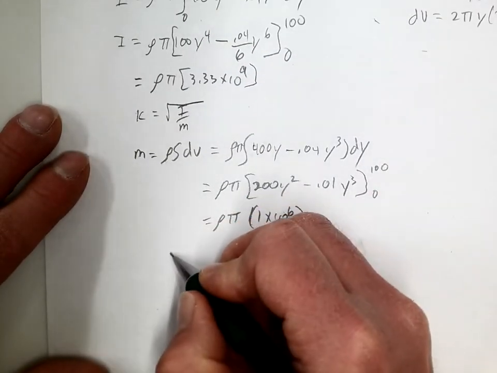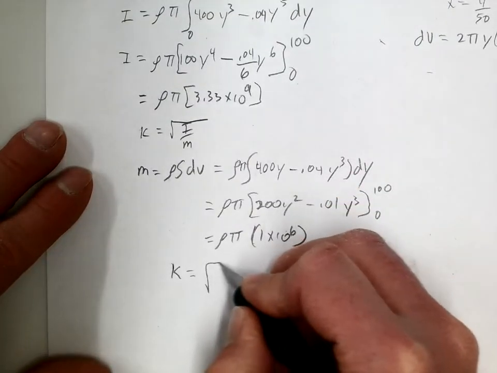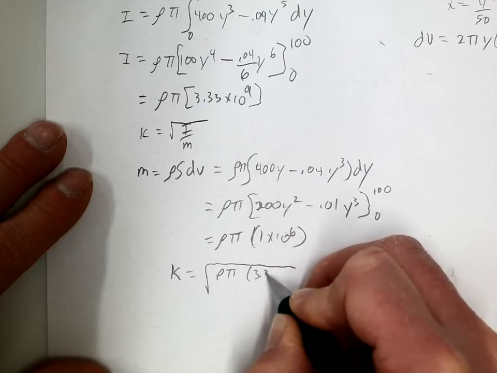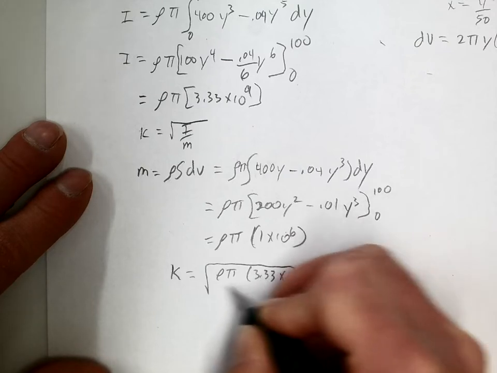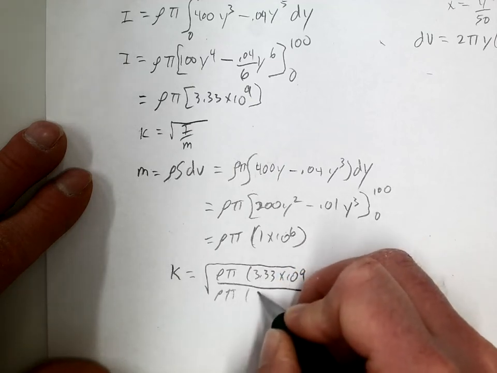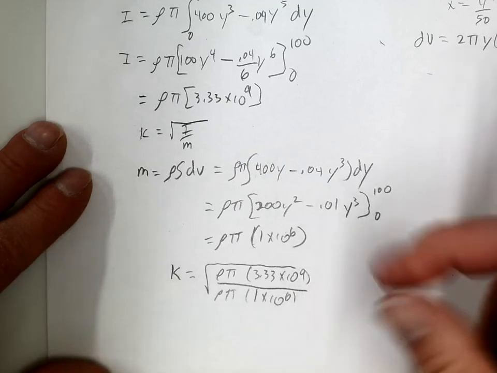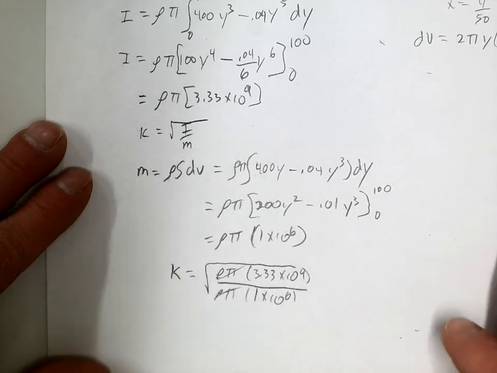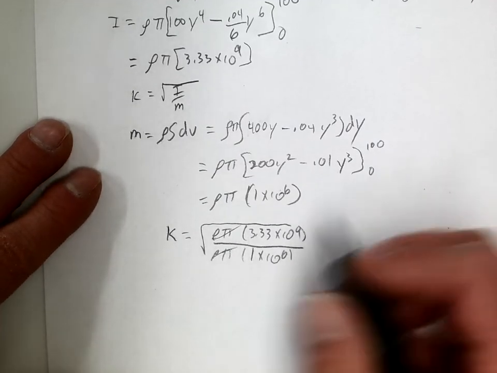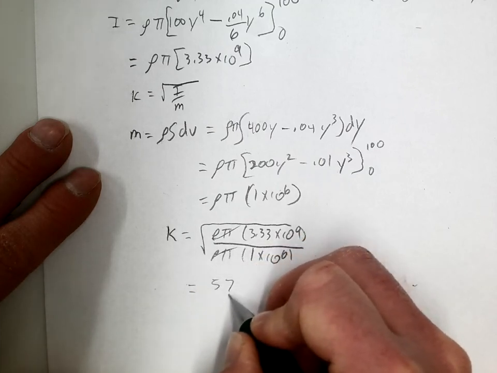So k is equal to the square root of I over m, and I is rho pi 3.33 times 10 to the 9th over rho pi 1 times 10 to the 6th. Rho pi cancels, and the square root of all that equals 57.7.